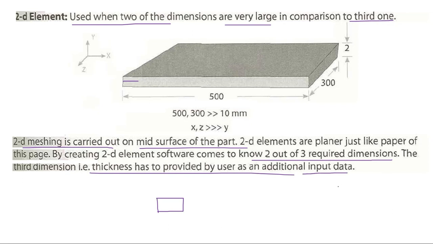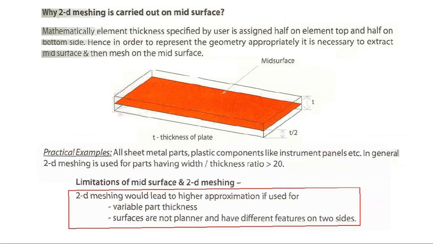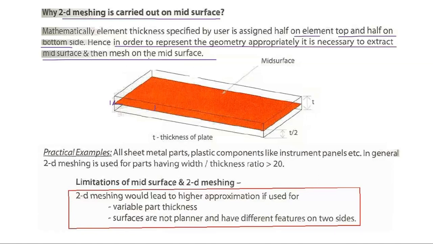The next one: why is 2D meshing carried out on the mid surface? There could be a question like why we are doing it at the mid surface. Mathematically, the element thickness specified by the user is assigned half on the element top and half on the bottom side. Once we give the thickness, it takes half above and half below. Hence, in order to represent the geometry appropriately, it is necessary to extract the mid surface and then mesh on the mid surface.